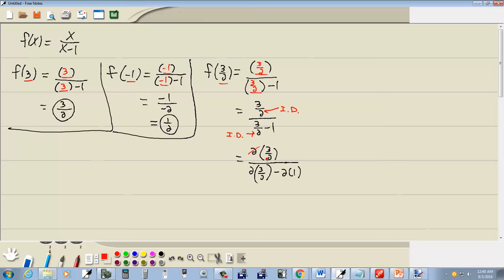So then this 2 cancels that 2. This 2 cancels that 2. And we end up with 3 up on top, and down below we have 3 minus 2 times 1, which is 2. 3 minus 2 is 1, which ends up giving us 3. And that's our answer.